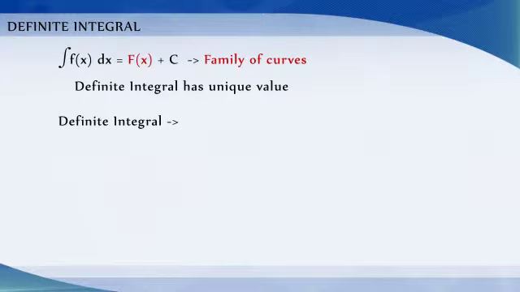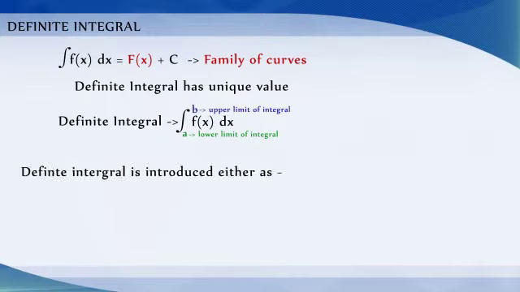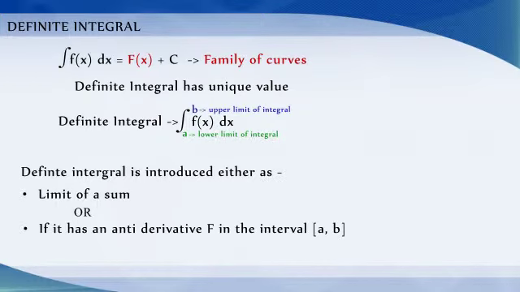A definite integral is denoted by integration of a to b f of x dx, where a is called the lower limit of the integral and b is called the upper limit of the integral. The definite integral is introduced either as the limit of a sum or, if it has an antiderivative F in the interval a comma b, then its value is the difference between the values of F at the end points, that is F of b minus F of a.